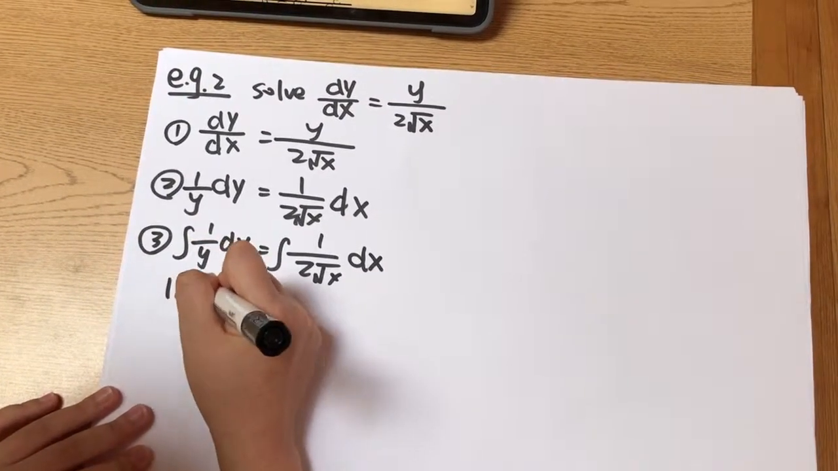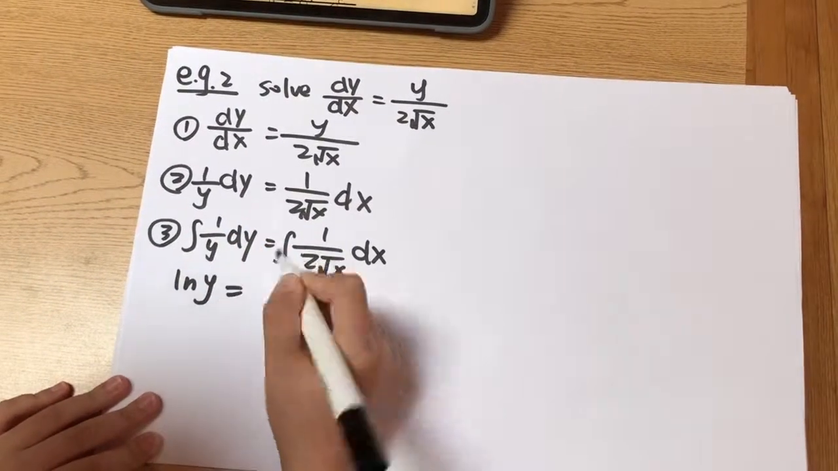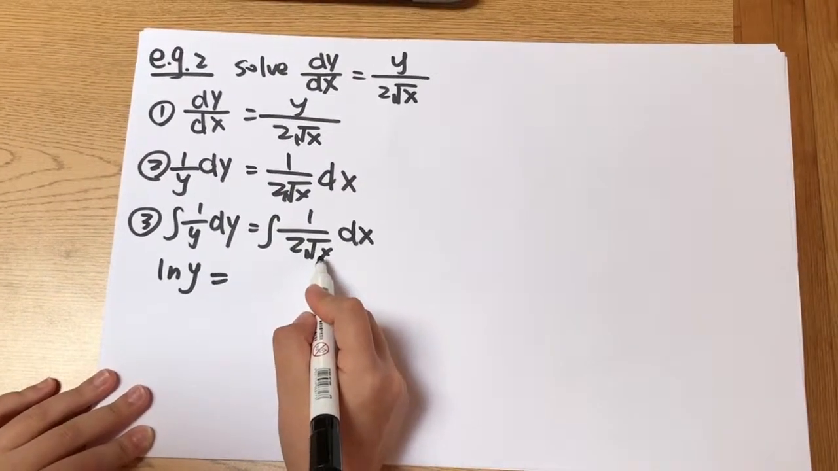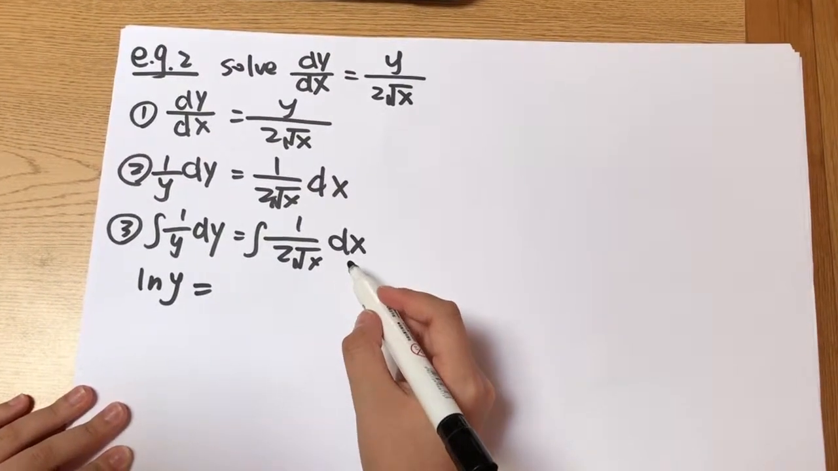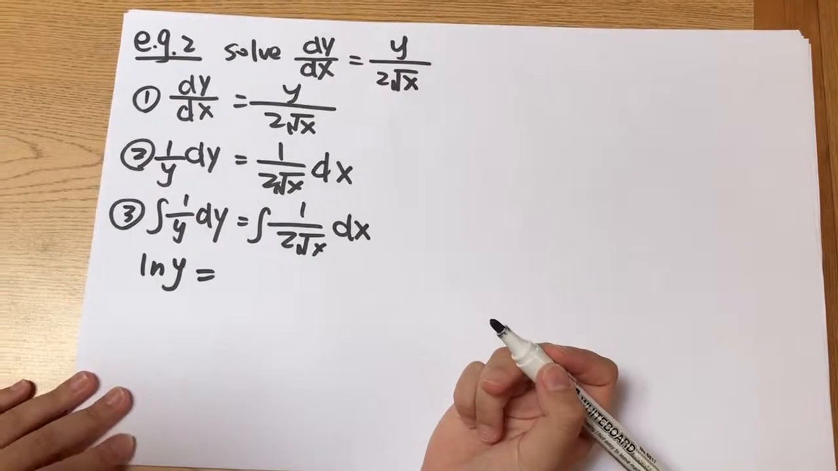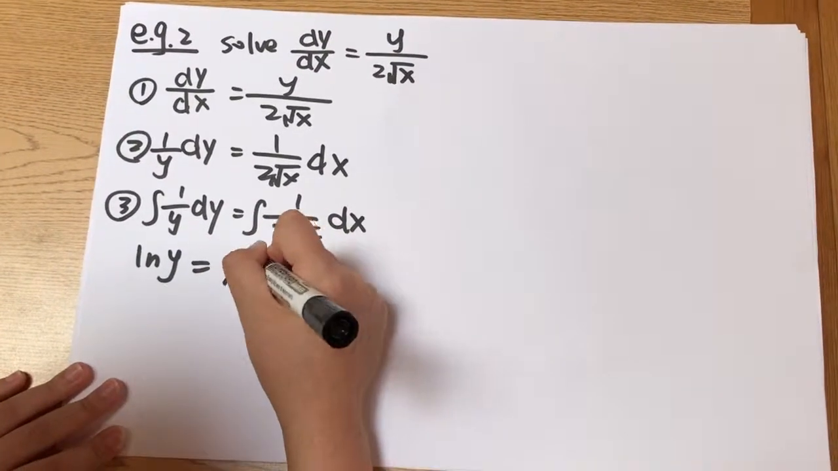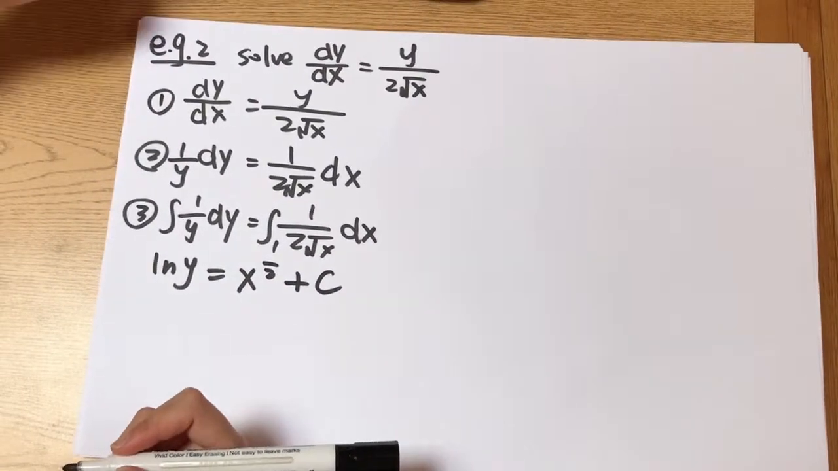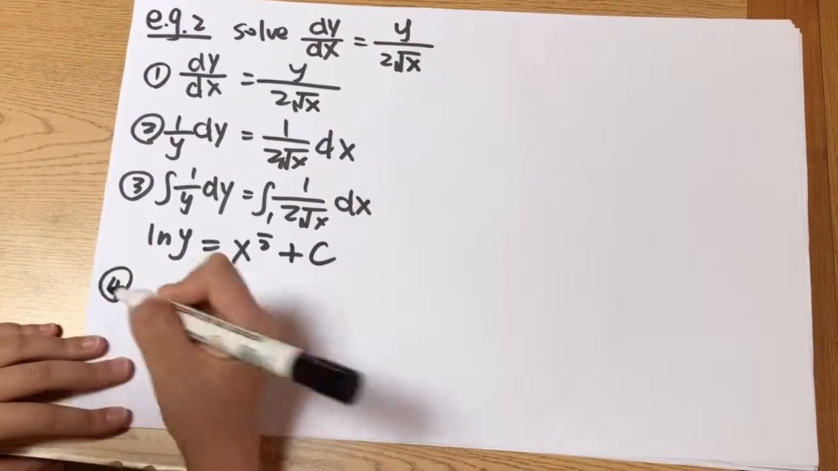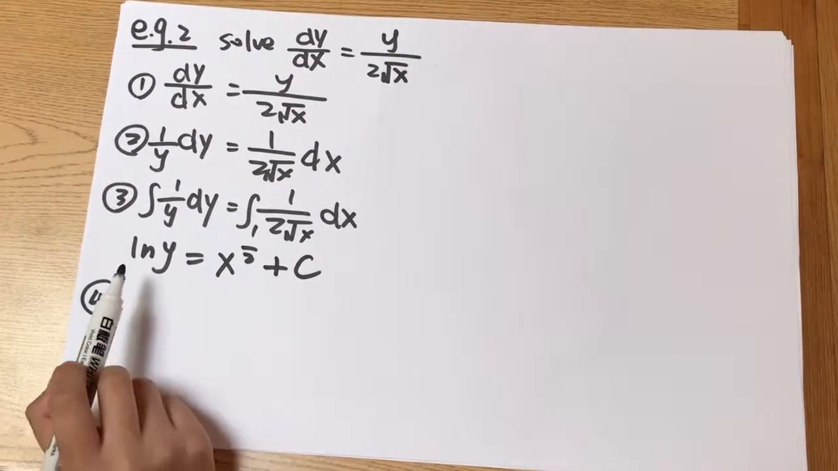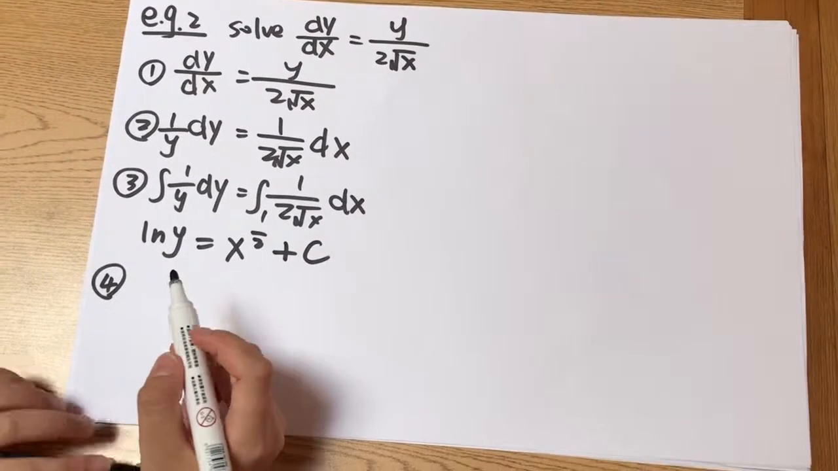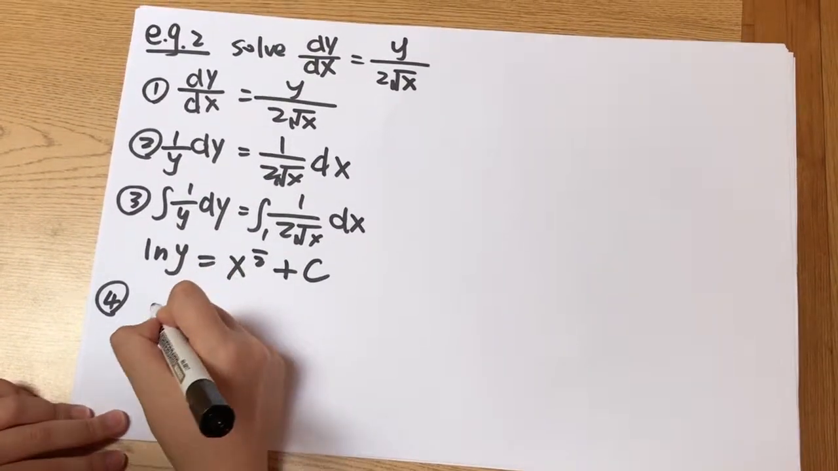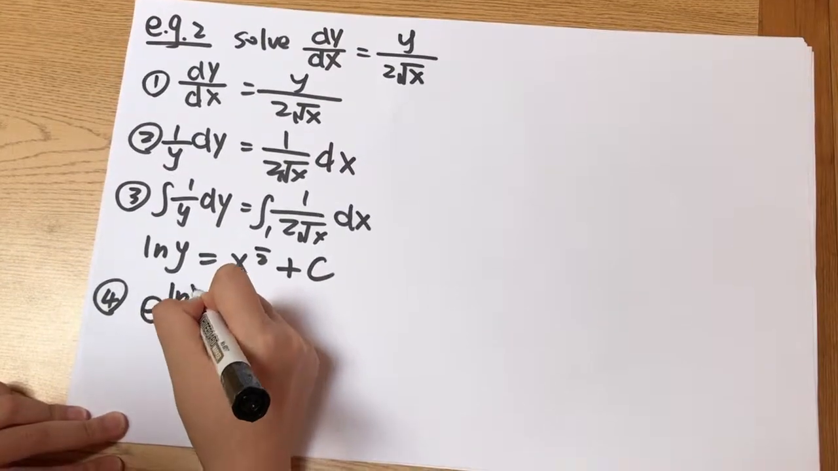So on the left side, it's just ln y. And for this side, we can take out the 1/2 first, and we can transform root x into x to the negative 1/2 power. So according to the formula, we can get this. Now the fourth step is really important here, because when we have ln y, we have to think about e. So we have to use e to get rid of the ln. We can do this so that we can solve for the constant.